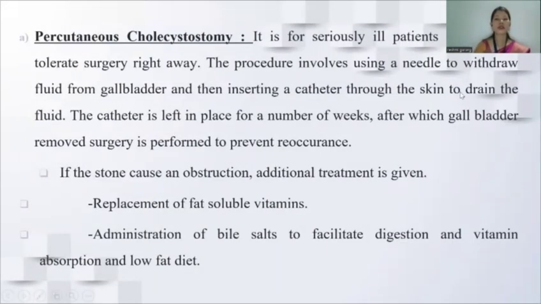The next procedure is percutaneous cholecystostomy. This involves inserting a needle and withdrawing some fluid from the gallbladder, and then inserting a catheter through the skin to drain all the fluid. The catheter is left in place for weeks, after which gallbladder removal surgery is performed to prevent recurrence. As we discussed in the pathophysiology, there is decreased motility of the gallbladder, so fluid starts to accumulate, and that accumulation leads to gallstones. We can prevent stagnation of the fluid by draining it through percutaneous cholecystostomy.